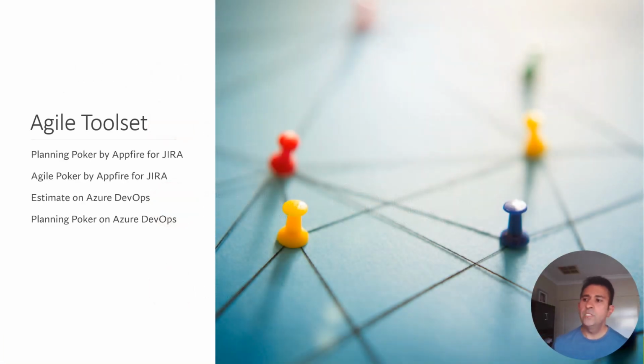In terms of agile tool sets, there are lots of tools out there, depending on whether you are using Jira or Azure DevOps. I have used several tools on both. Planning Poker by AppFire is the most popular in Jira, and there's also a similar add-on for Azure DevOps by AppFire, which is the bottom one on that list. And there's Agile Poker, which is slightly different to Planning Poker for Jira, and there's the out-of-the-box Estimate on Azure DevOps, which is okay, but not as fancy, and doesn't come with full-fledged features like the other ones. I personally recommend Planning Poker.